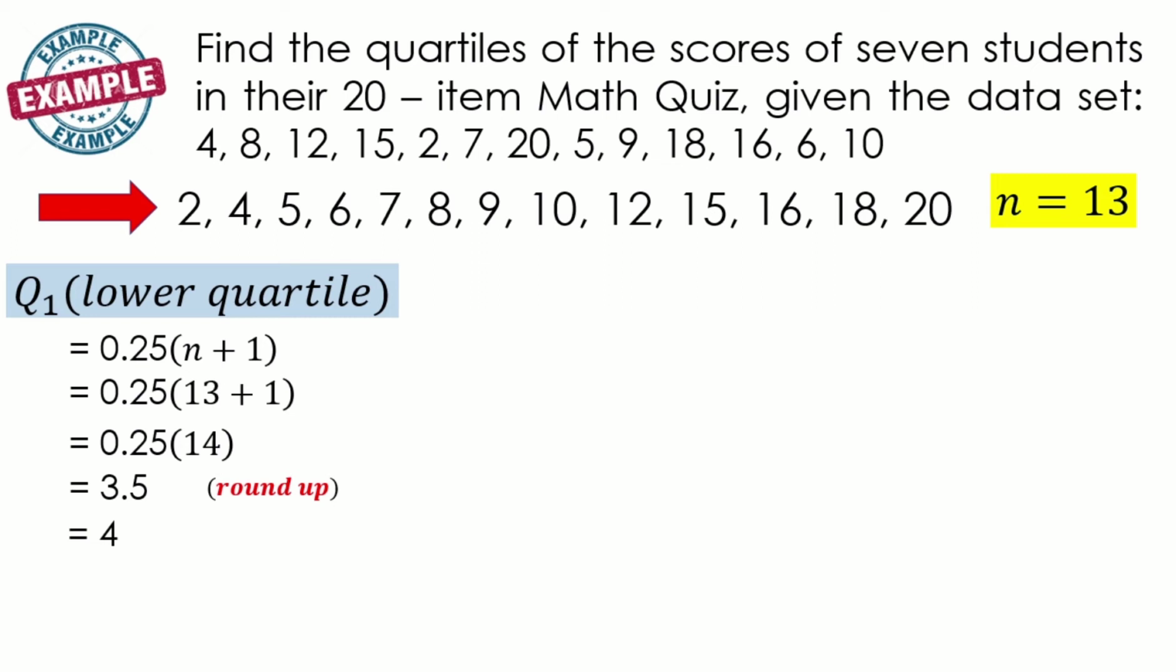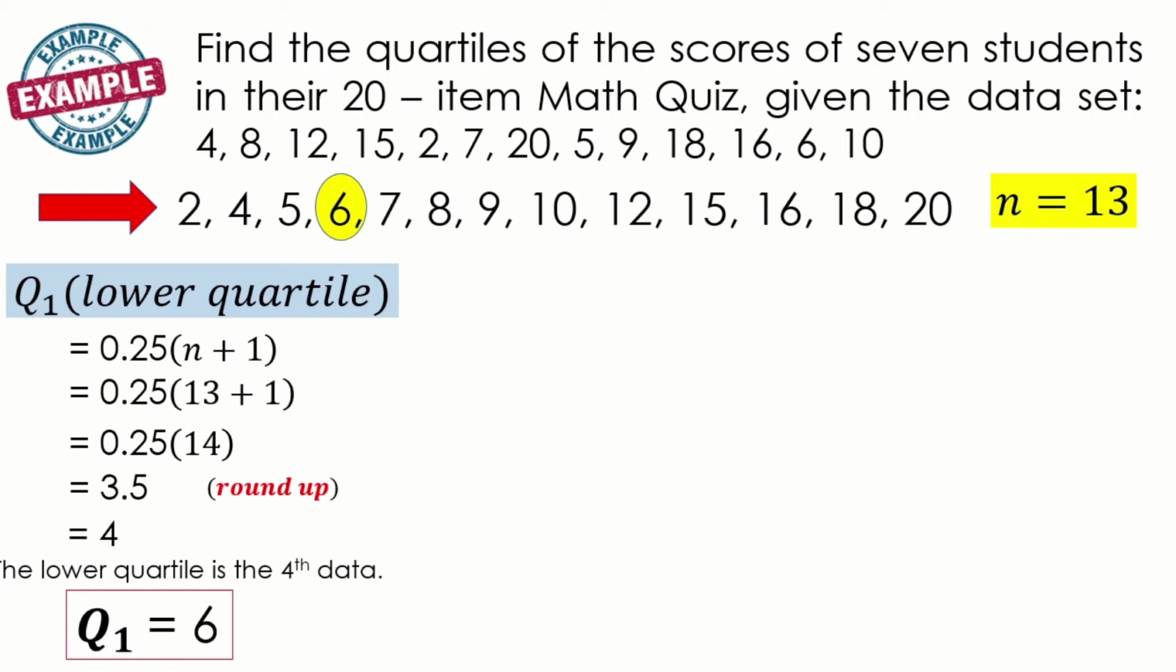Ngayon, ang ibig sabihin ng 4 na yan, yun yung position ng first quartile dito. Ibig sabihin, pang-apat siya. So, bilang tayo, 1, 2, 3, 4. So, the lower quartile is 6. Yung sagot nyo dito ang magsasabi kung pang-ilan dyan ang lower quartile nyo. Since the answer is 4, magbibilang lang kayo ng pang-apat. So, 1, 2, 3, 4. Therefore, the first quartile is 6.